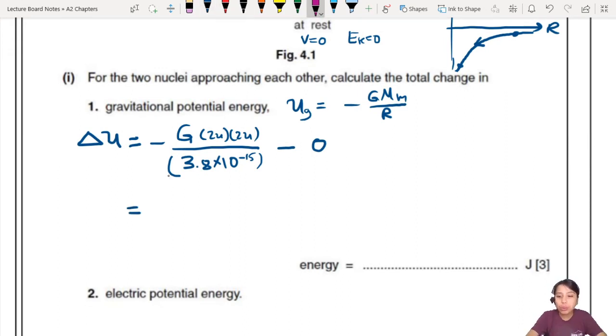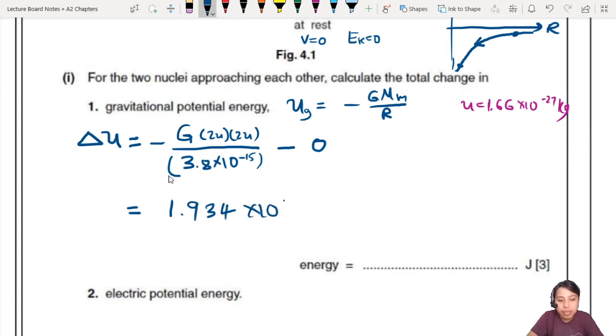So we get this in the end. Oh, I forgot to mention, what is U? Let's write it down. U will be 1.66 times 10 to the negative 27 kg. Very long to write. That's why we say U. 1U, 2U, 3U. So if you calculate this, you should get a number of roughly 1.934 times 10 to the negative 49 joules.